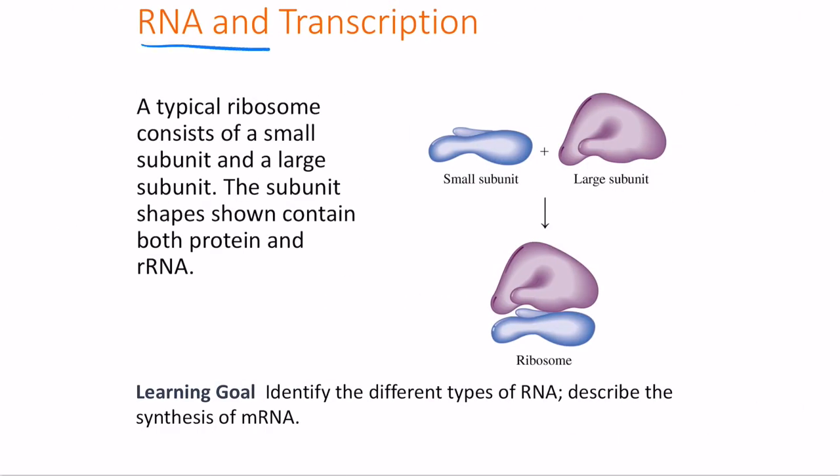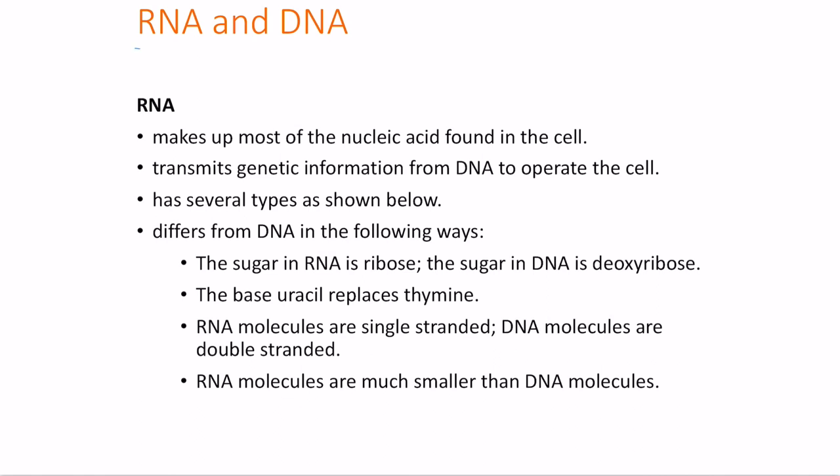Next, let's talk about the next process, which is transcription. A typical ribosome in general contains a small subunit and a large subunit. The subunits generally are the ones that create the final protein. So let's start with RNA and DNA.